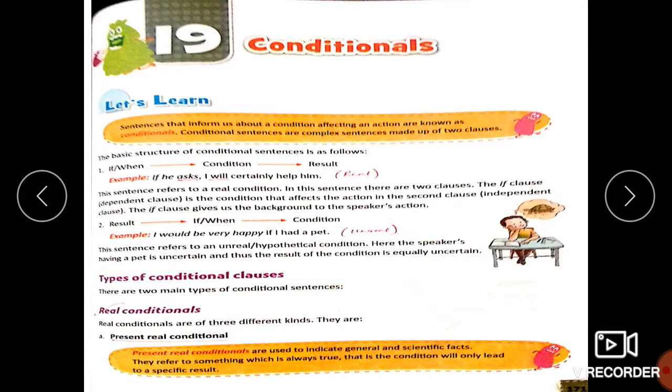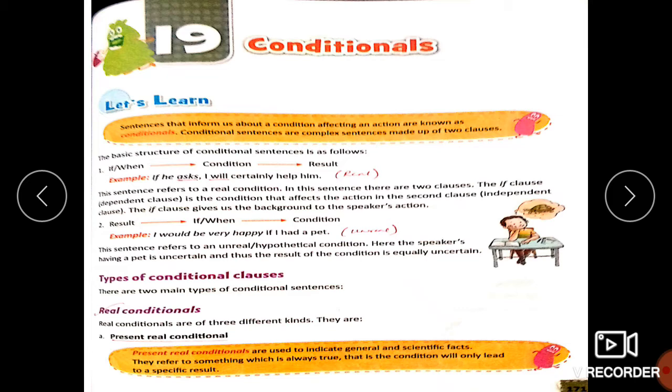Now, real conditionals. Real conditionals are of three kinds. They are present real conditional. Present real conditionals are used to indicate general and scientific facts. They refer to something which is always true. That is, the condition will not only lead to a specific result. Therefore, we understand that present real conditionals talk about general facts, general ideas, or scientific facts which in reality occur, okay, which in reality take place.